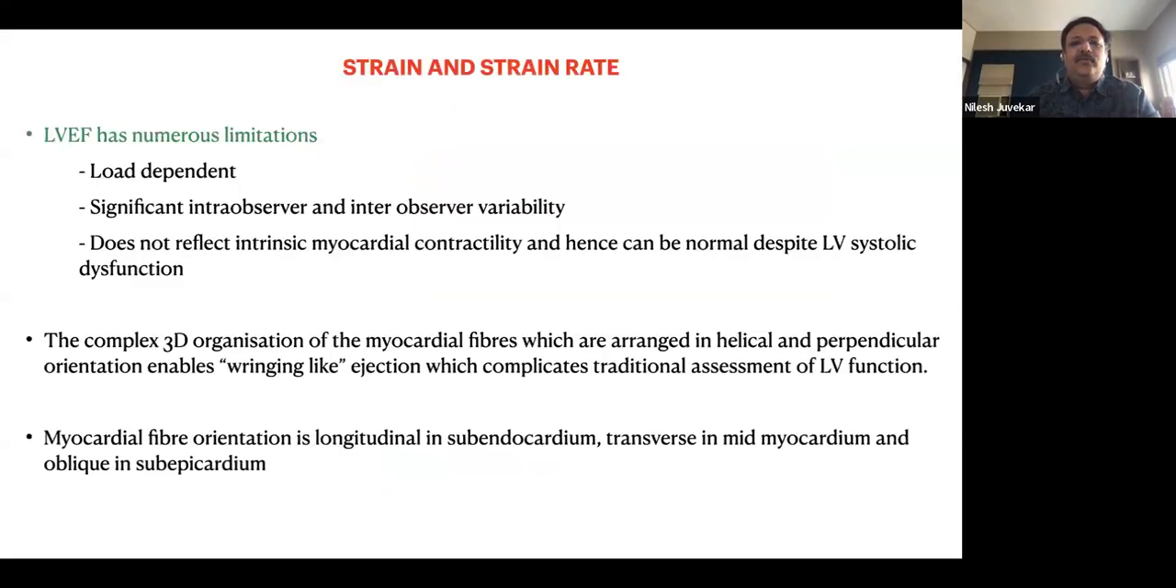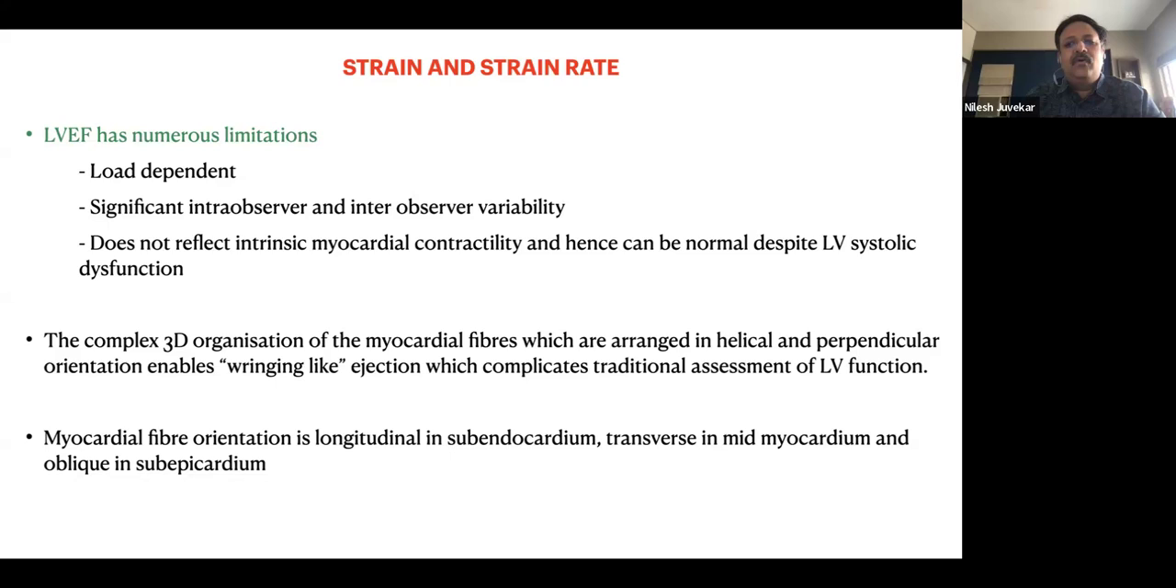And I am going to talk a little in detail about strain and strain rate, because this particular parameter is gaining importance day by day. Why is it gaining importance? Because LVEF has numerous limitations: it is load dependent, it has significant inter- and intra-observer variability, and basically it does not reflect the intrinsic myocardial contractility. So sometimes it may happen that there is LV dysfunction, but the overall LV systolic function appears to be normal.